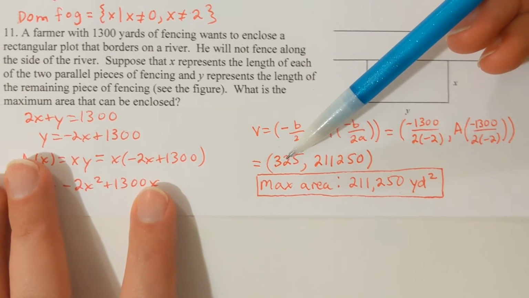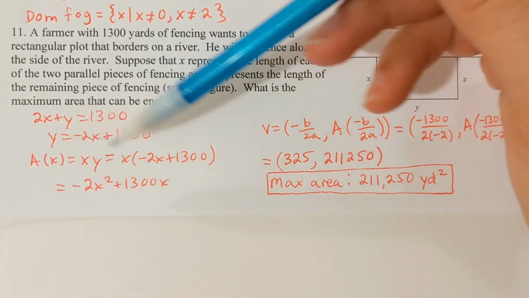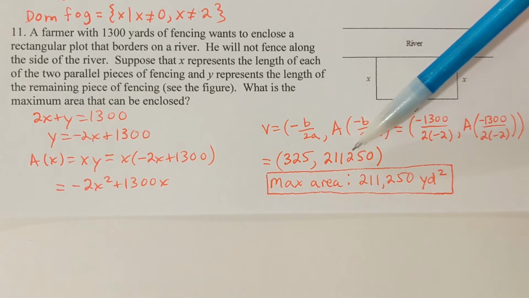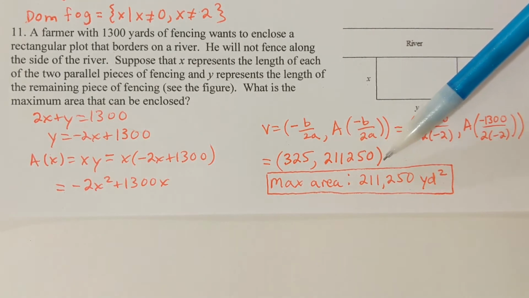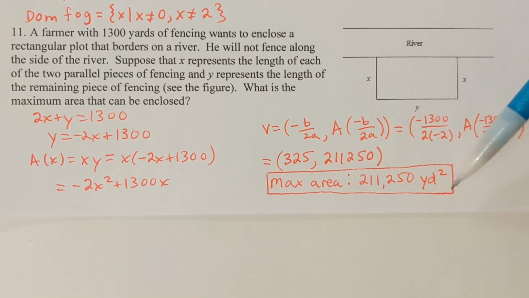And if I were to plug 325 into the function where I see x, I was getting 211,250. Okay, so the maximum area that can be enclosed would be 211,250 square yards.